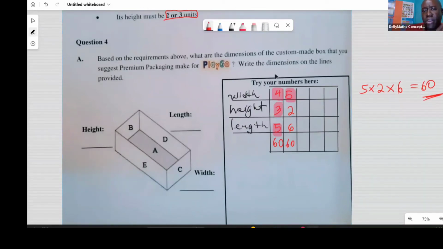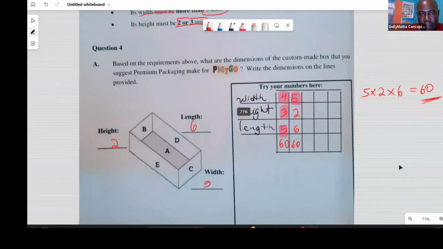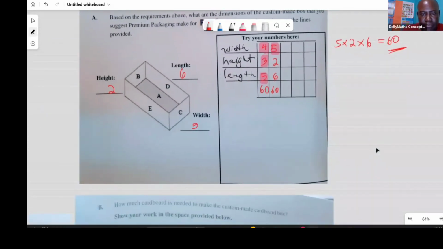All right, so here it is. The dimension is the line below. So I'm going to be picking one. Let us say I'm picking the 5 for the width. So the width is 5, and the height is 2. I'm picking this one where the height is 2, and then the length is 6. So it's a 6 by 5 by 2. All right, so there is that.